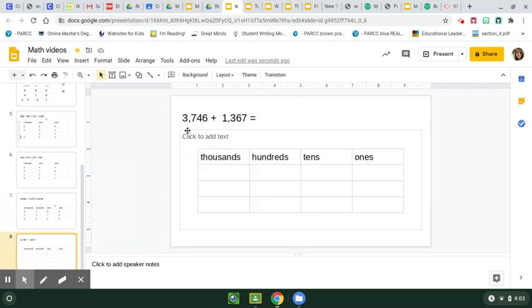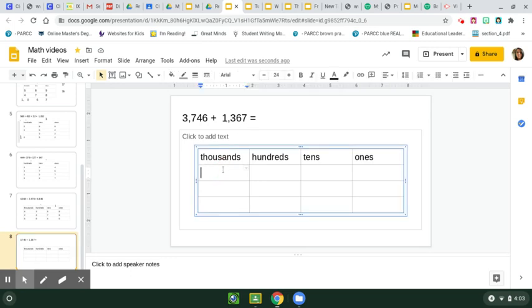All right, and so here we want to add 3,746 plus 1,367. So I'm going to put my numbers in. 3,000, there's 700s, there's 4 10s, and there's 6 1s. Okay, and then on my next number, I have 1,000 and 300s, and hopefully you're telling me in your head how many 10s? 6, yes, and how many 1s?